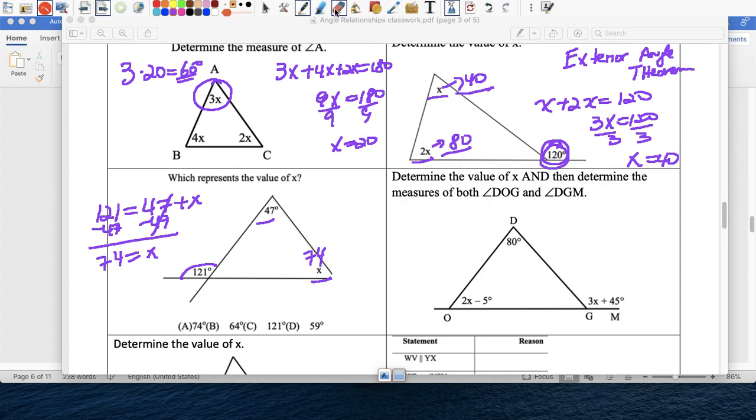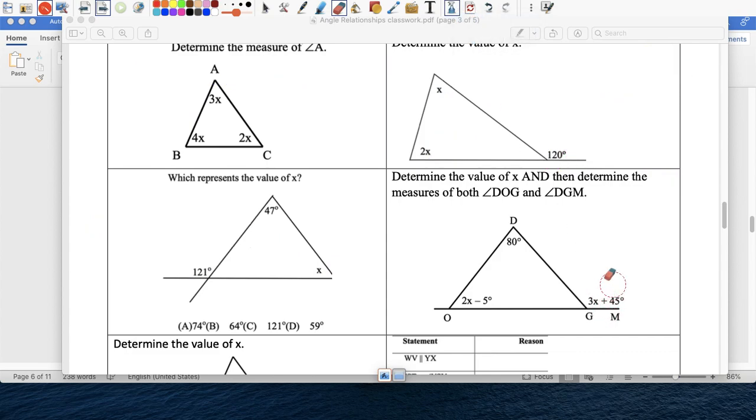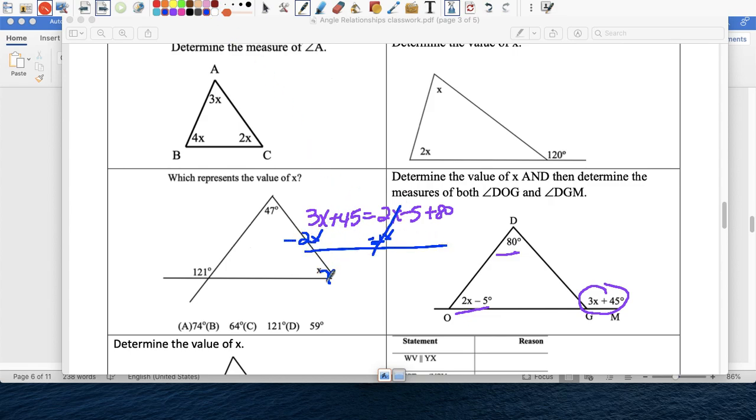Same thing here. It's just a little bit more work, right? So this exterior angle, 3x plus 45, is equal to the sum of these two interior angles. 2x minus 5 plus 8. Variables on both sides. How do we do it? Minus 2x, minus 2x. We get x plus 45 equals negative 5 plus 80, which is 75. Minus 45, minus 45. X equals 30.